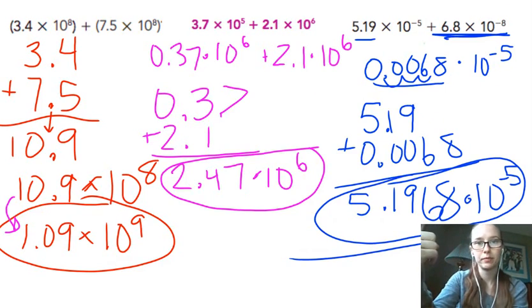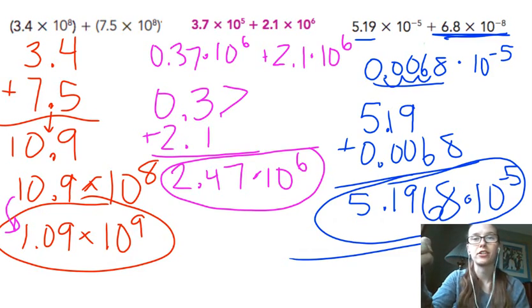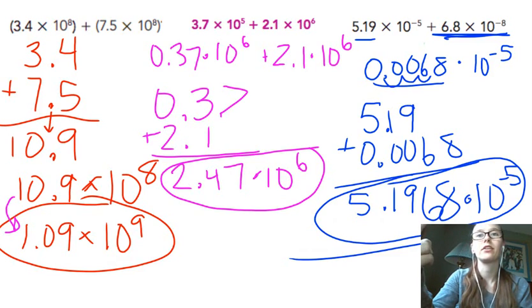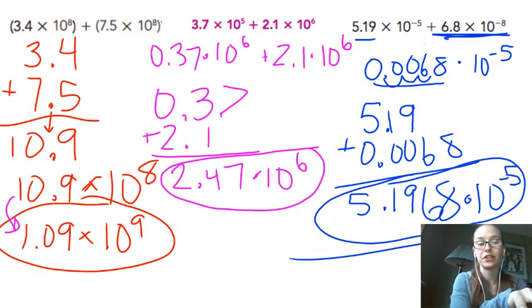So exponents need to be the same. If they're not, make the exponents match the largest exponent, and then just add the mantissas together and finish it off in correct scientific notation form.